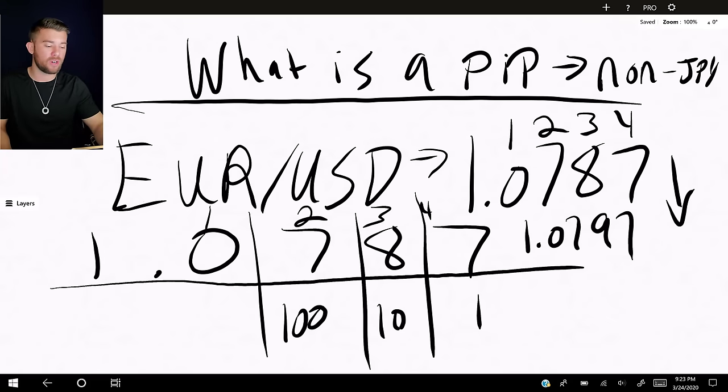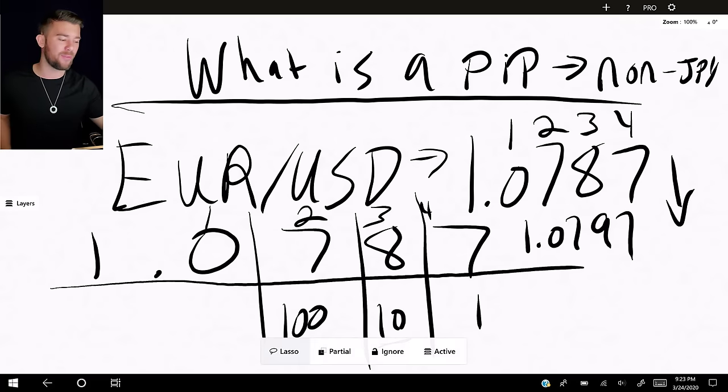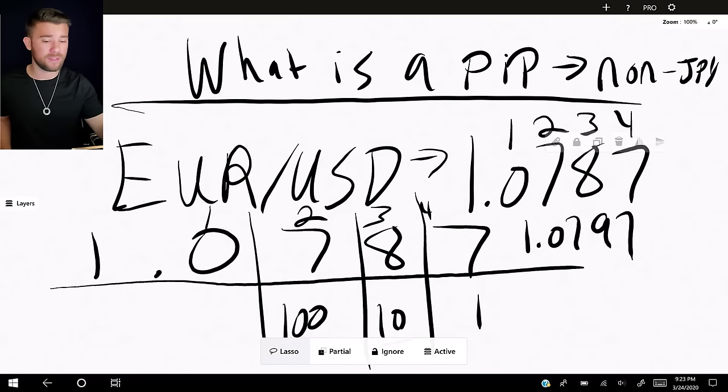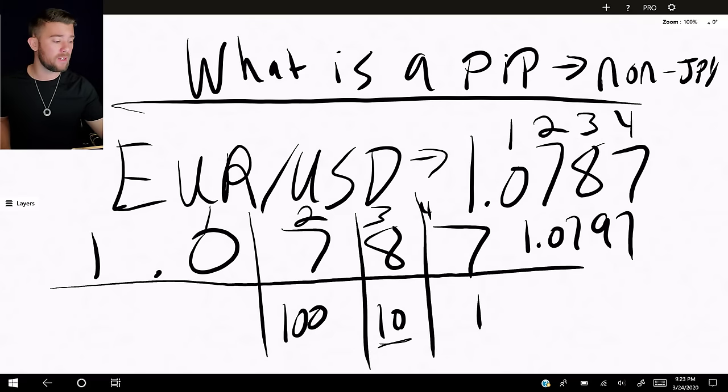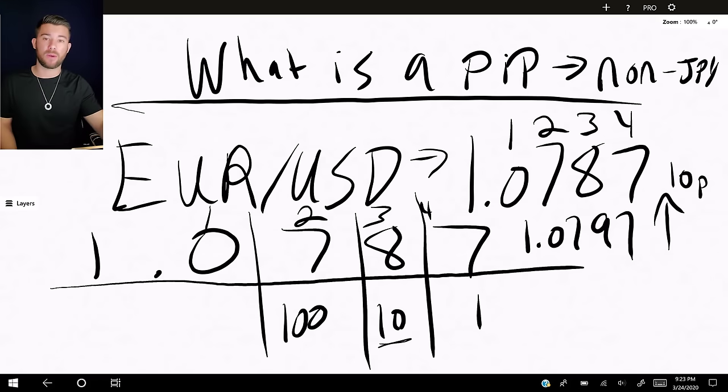Well, let's look down here at our chart, where that's the tens. That column is the tens. That decimal point, number 3, is the tens. So therefore, this went up, and actually, in this case, since we went up from 8 to 9, hopefully you caught that before I did, then obviously that means that the euro dollar went up 10 pips because it was in our third decimal point.